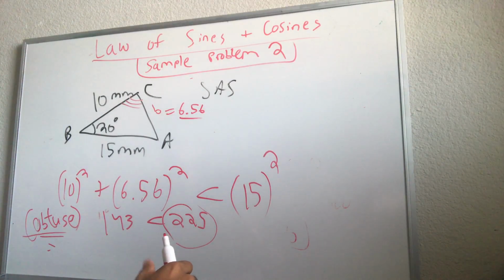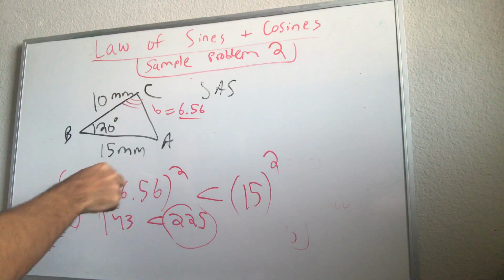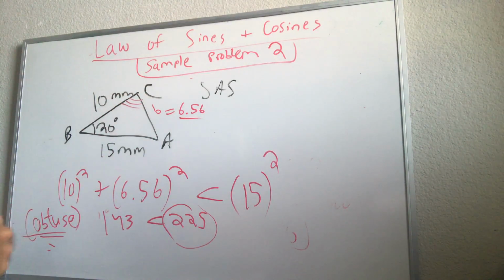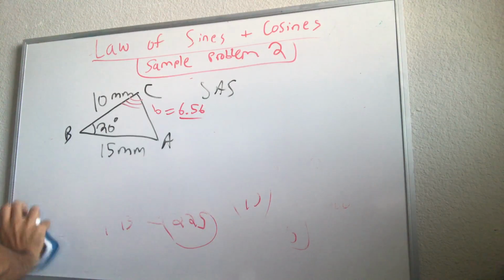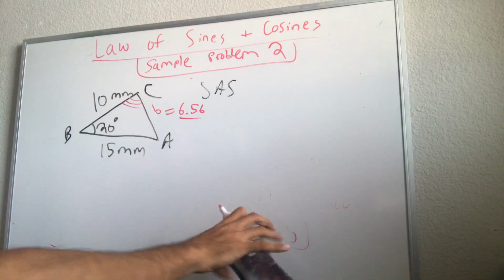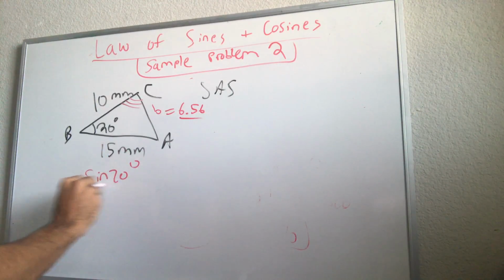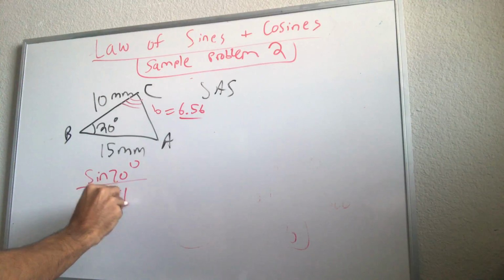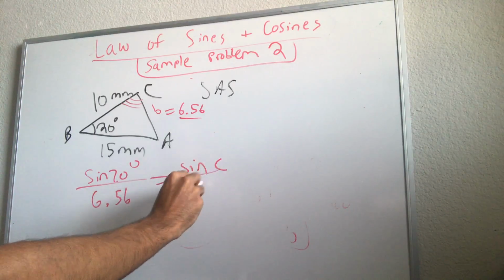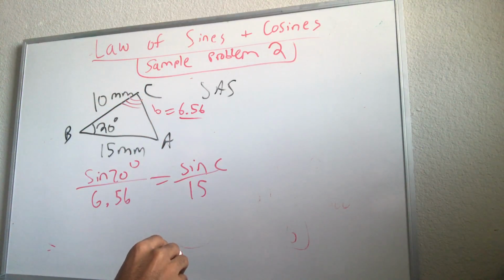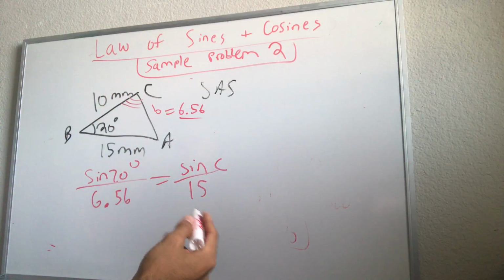So now we're trying to find angle C, right? Angle C. And to find angle C, we can use the law of sines now. We know that this is an obtuse triangle here, so we write sine of 20 degrees divided by 6.56 is equal to sine of C divided by 15. Again, we want to find angle C now, and we know that the angle C here must be greater than 90 degrees because it's an obtuse triangle.